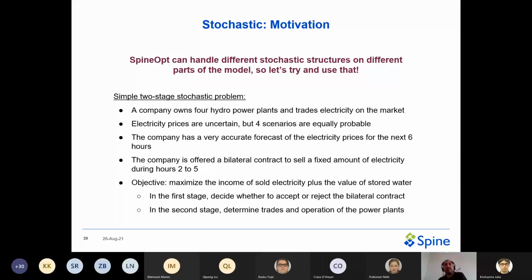And the two-stage thing comes from these 2 bullet points here. In the first stage, the company needs to decide whether or not to accept the bilateral contract. So this is a deterministic decision that needs to be taken beforehand, and it needs to be the same for all the 4 scenarios. And in the second stage, the company can determine the actual operation of the power plants and the market trading that better suits each of the scenarios.